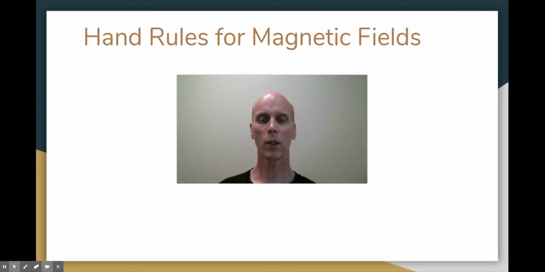So one of the things that Orsted's discovery showed us is that whenever you have moving current, you have a magnetic field that sets up. Today we're going to look at the hand rules for these magnetic fields that occur whenever you have moving current.